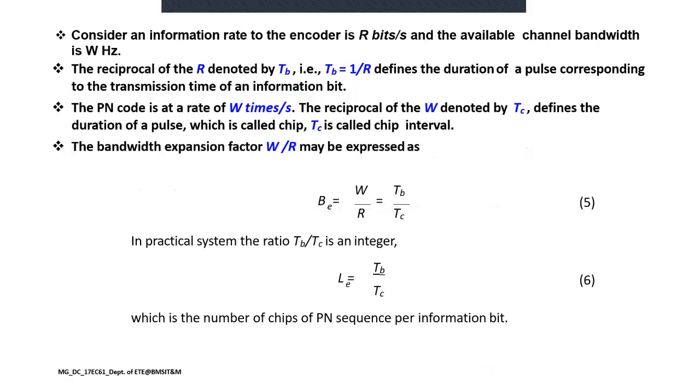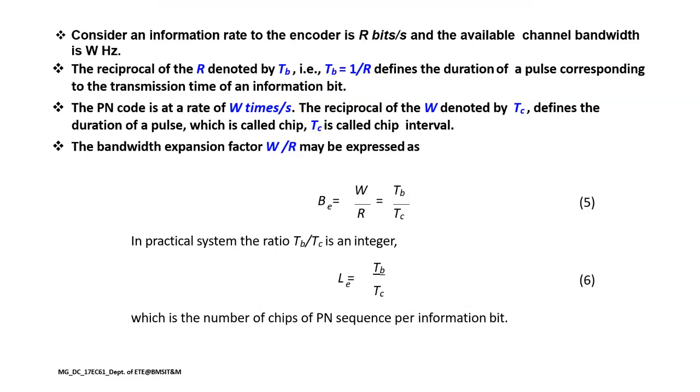So here I am denoting the information rate, the incoming message signal to the encoder, as R bits per second, and the channel available bandwidth is W hertz. We know bit rate and bit duration are inversely proportional. That's why I'm writing TB is equal to 1 by R. TB is the bit duration, which indicates the duration of the information bearing signal.